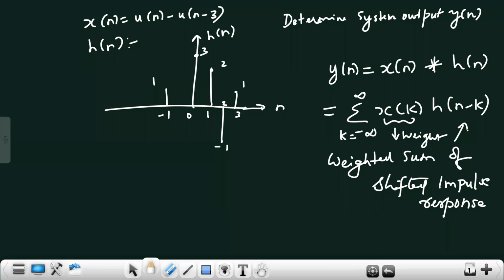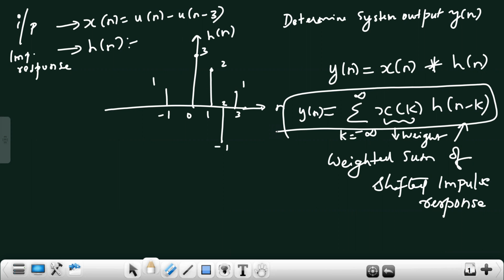x of n is given, x of n is nothing but the input and h of n is nothing but the impulse response. What is h of n? h of n is called the impulse response. So these two parameters are given in the question. So we are there to find the output of the system y of n by using this particular equation. Clear? When you observe this equation for y of n, it is clear that you need to find x of k and h of n minus k.